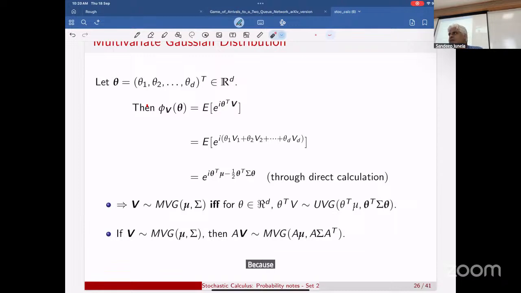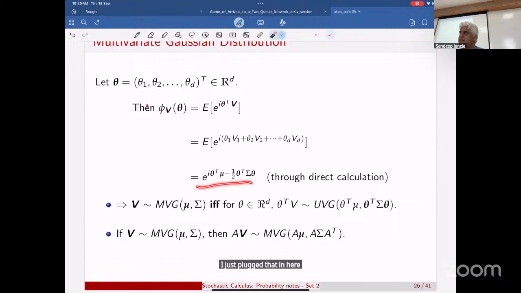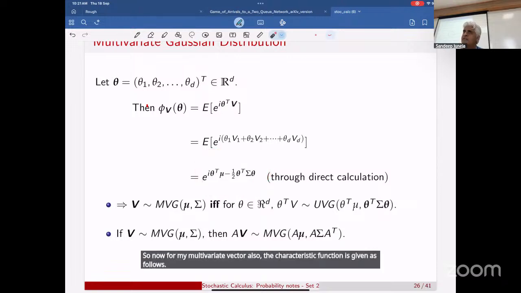Because theta transpose V is Gaussian, this quantity right here is a Gaussian variable, right? This whole thing is a Gaussian variable. So I just take a univariate Gaussian, and I know its characteristic function. I just plug that in here, I get this. So that tells me that for this quantity right here, the characteristic function is given as this for each and every theta. So now for my multivariate vector also, the characteristic function is given as follows for each and every theta.